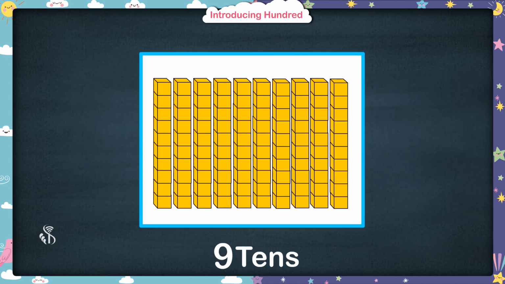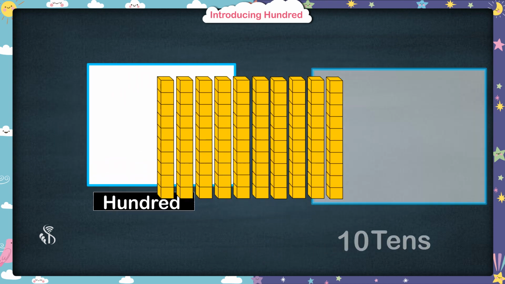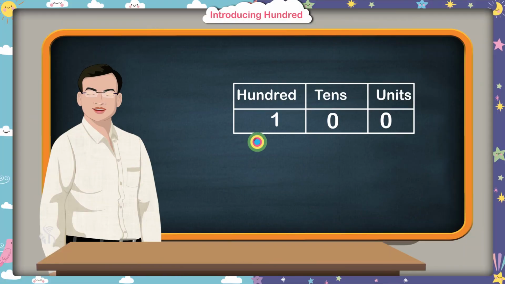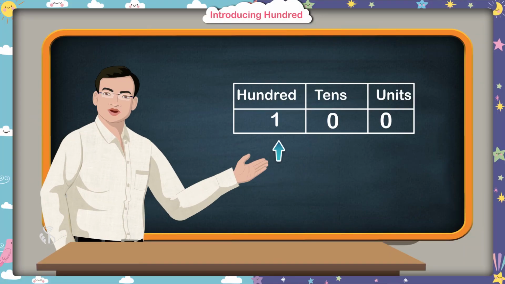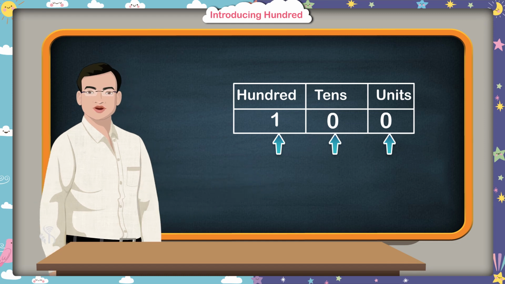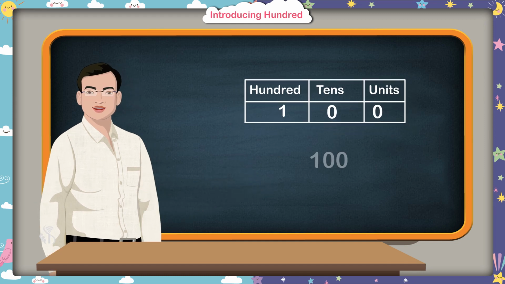Now, there are 10 tens in the tens place. Make a big bundle of 10 tens. Place this bundle in a house on the left. This big bundle is known as 100. It is written as 100. Children, 100 contains 1 hundred, 0 tens and 0 units. So, 100 is written as shown here.